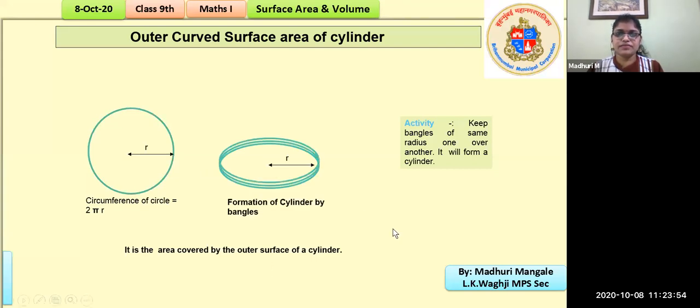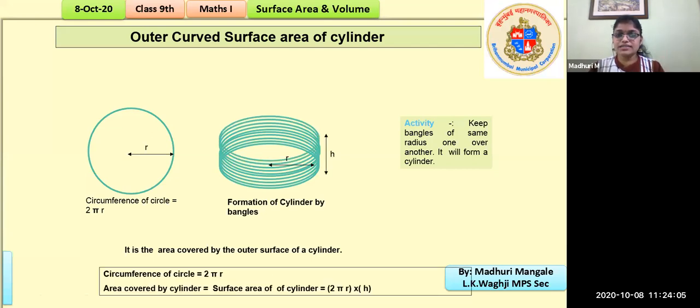So, observe the animation carefully. How the bangles are being stacked up one over the other and how it looks like a cylinder. So that's how we see the formation of a cylinder by bangles, right? And you see there is a height to it and the radius. The radius is the same because all the bangles are of the same radius.